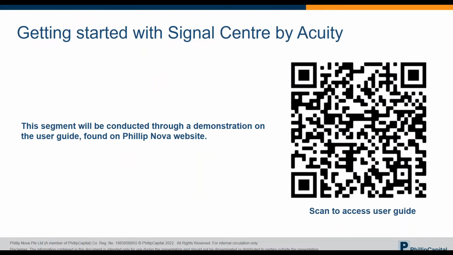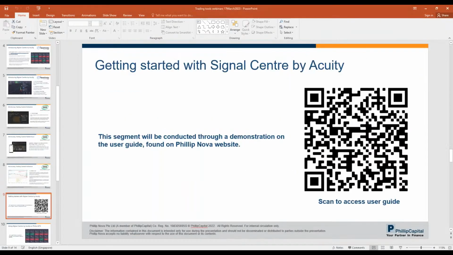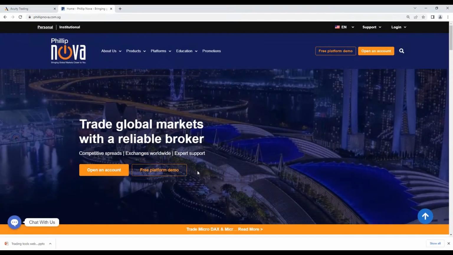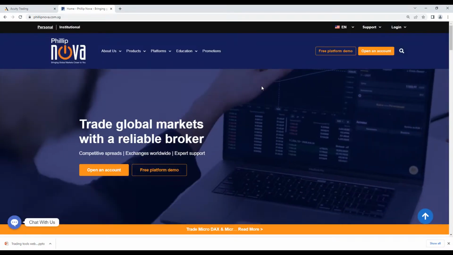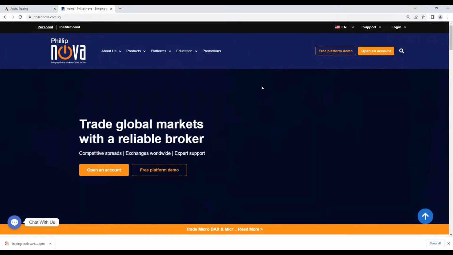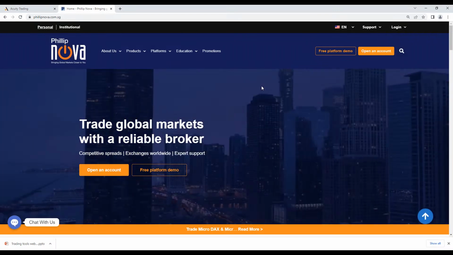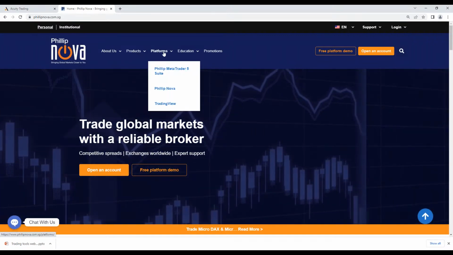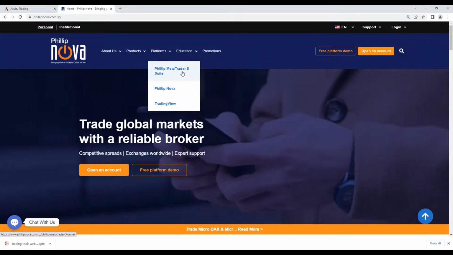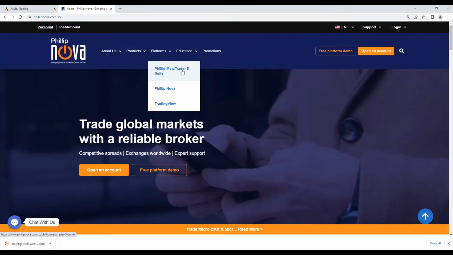Next, I'll be teaching you how to easily find where to download these tools, as well as how to download them. The steps are very simple. You can find these tools by going to our website, phillipnova.com.sg. Once you're on our main page, navigate to the tab up here, Platforms, Phillip MetaTrader 5 Suite.